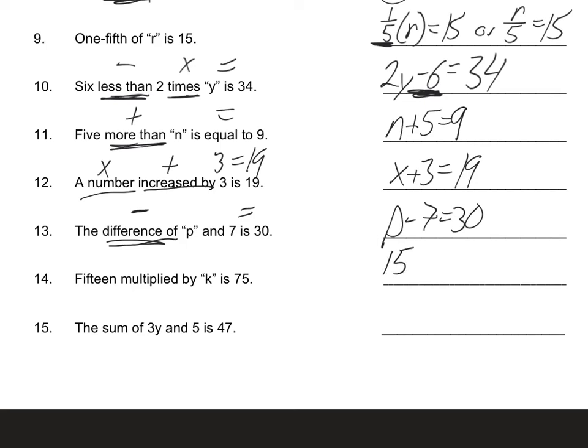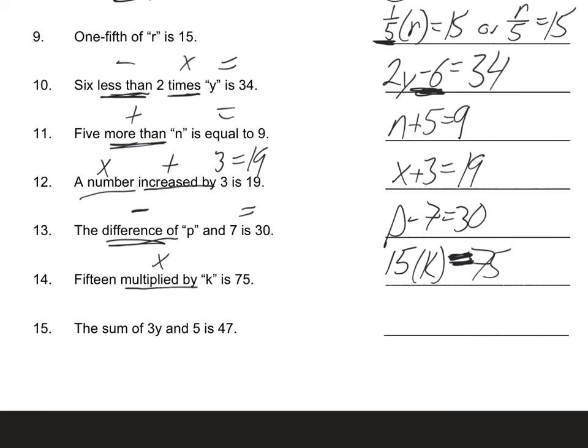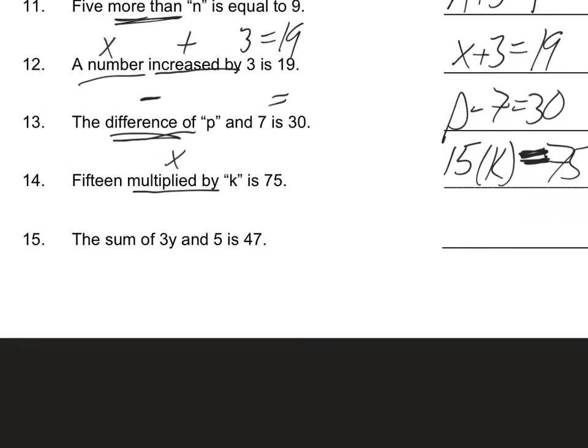We should have gotten 15 times k equals 75. Equals 75. Cool. If you got that, you were good to go. If not, let's talk about it. So we have 15 multiplied by, which just means multiply by. K is 75, so 15 times k equals 75. Pretty simple. Go ahead and try this very last one.